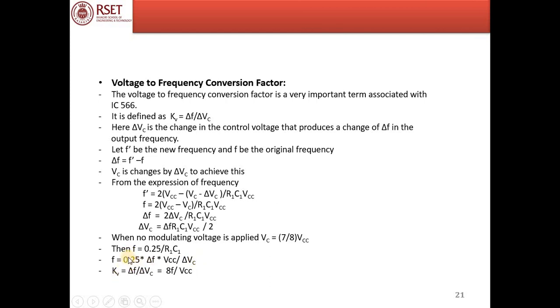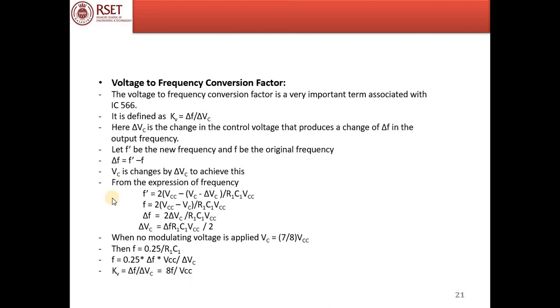So we get kV is equal to delta F by delta VC. When we substitute, we get kV is equal to 8F by VCC. So a 2 is missing here. There should be a 2 here. F is equal to 0.25 into delta F into VCC by 2 delta VC. So when we try to find out delta F by delta VC from this equation, we get delta F by delta VC, which is the voltage to frequency conversion factor kV, that is equal to 8F by VCC. So this is the equation for kV, or the voltage to frequency conversion factor.